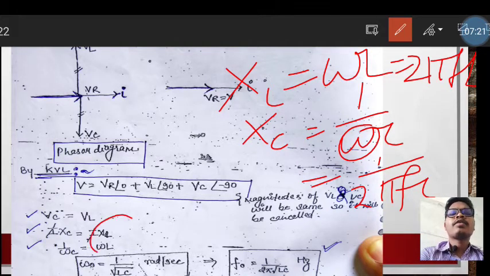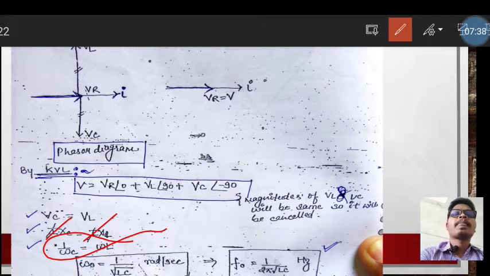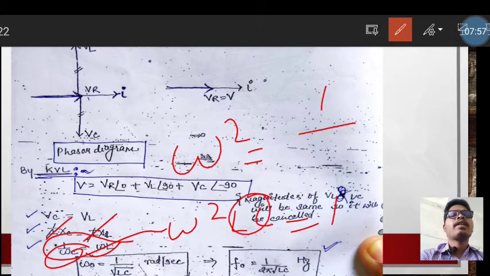So put XL is equal to omega L. On both sides the current is the same, that's why the current will cancel each other, and omega L is equal to 1 by omega C. So take omega to this side, then omega square into LC is equal to 1. Now omega square on the left-hand side, and 1 divided by LC is transferred to the right-hand side, so omega square is equal to 1 divided by LC.